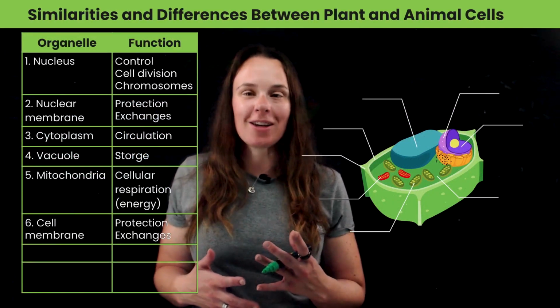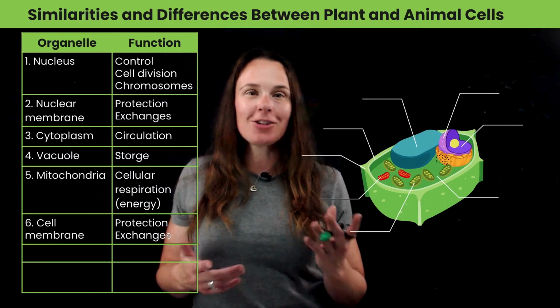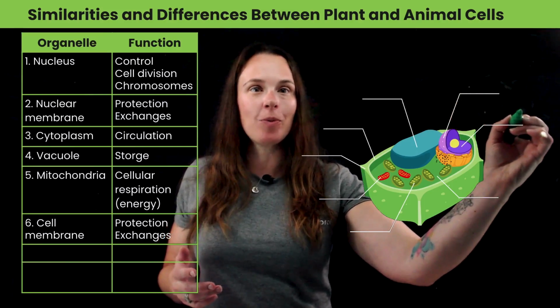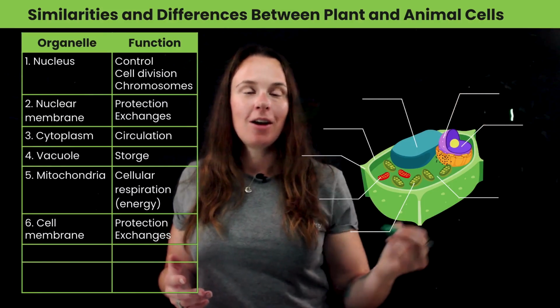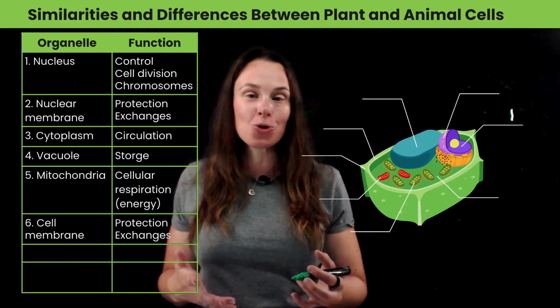So first, as we see, we have a lot of similarities between the animal and the plant cell. To start with, both have a nucleus. So if we look at our diagram of a plant cell, the nucleus is right here. And remember, the nucleus is the brain of the cell. It tells the organelles what to do. It's the control center.